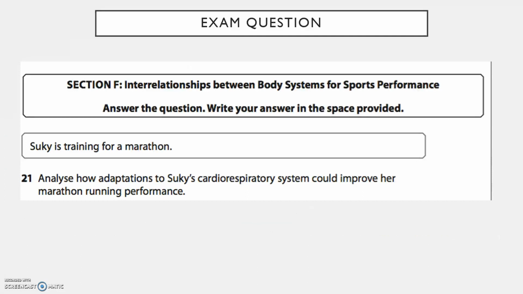This was the final question on one of the exams. Analyse how adaptations to Suki's cardiorespiratory system could improve her marathon running performance. Cardiorespiratory is cardiovascular and respiratory in one. So what you have to do is adaptations for both cardiorespiratory systems, how it's going to improve performance of a marathon runner. So what I want you to do is 1, 2, 3, 4, 5, 6, 8, 9. Try and get down the memory method. Try and understand it and then answer that question. Okay. Come back to me with regards to that answer.